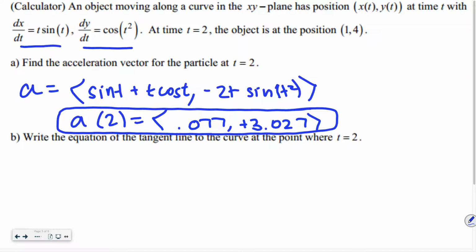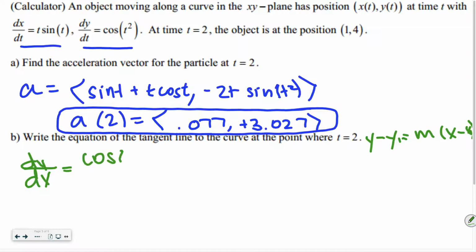How do we write the equation of a tangent line? dy over dx, yes, then goes on, point slope. Okay. So dy/dx, we have parametric derivatives. dy/dx is just dy/dt over dx/dt. So evaluated at t equals 2 would give you what? Calculate it for me, please.